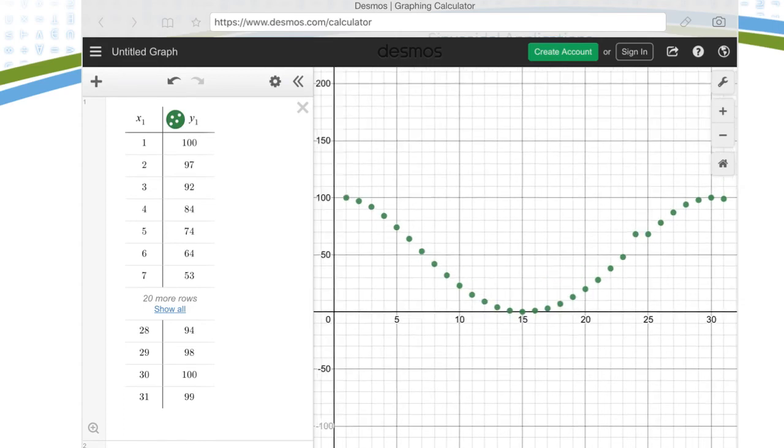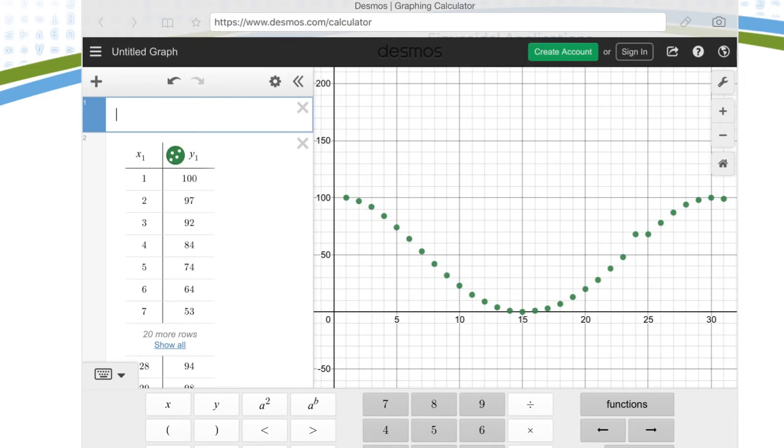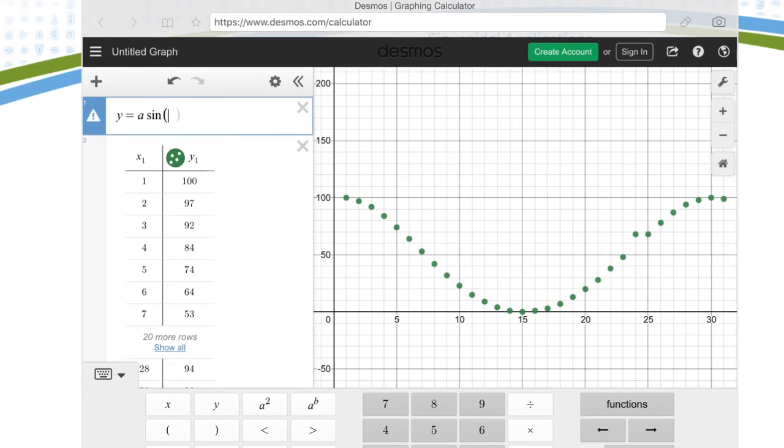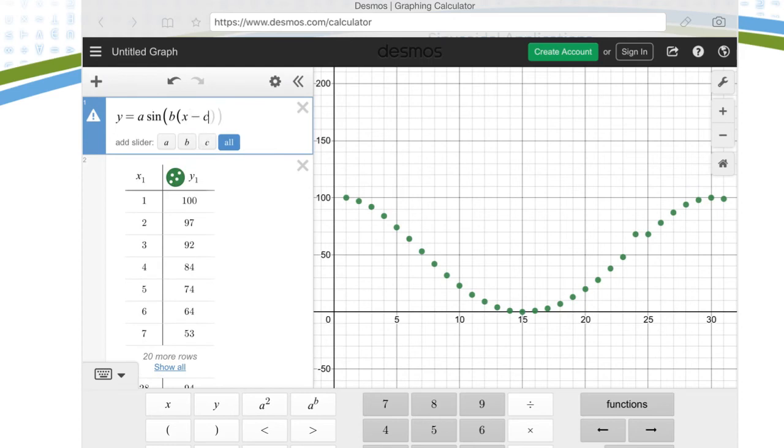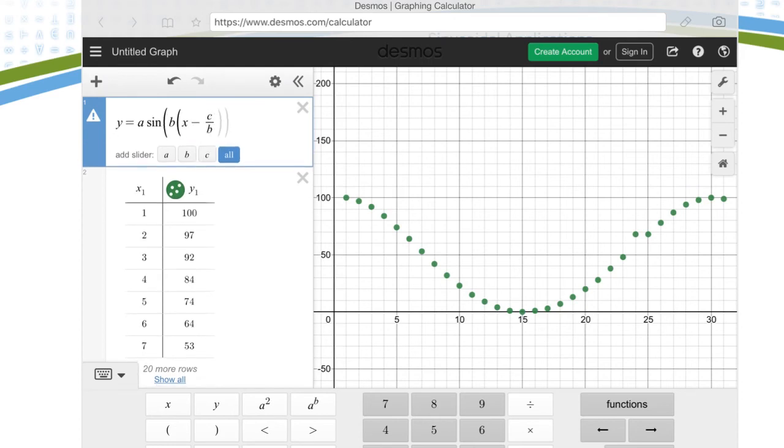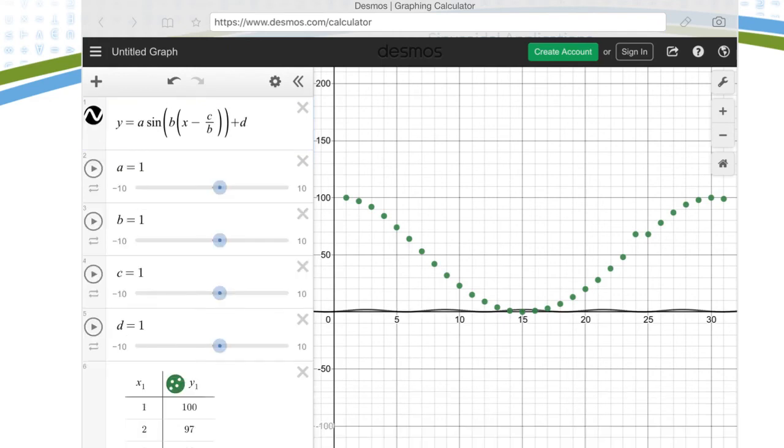And now what I'll do is I'll enter an expression, and it's a general sinusoidal graph. So it'll be y is equal to a sine b bracket x minus c over b, over bracket plus d. There. And I want a slider for all of them. Good. So you see the black sine graph at the bottom, barely a bump. And what I want to do is make that look like the green dots, or follow as many of those green dots as I can.